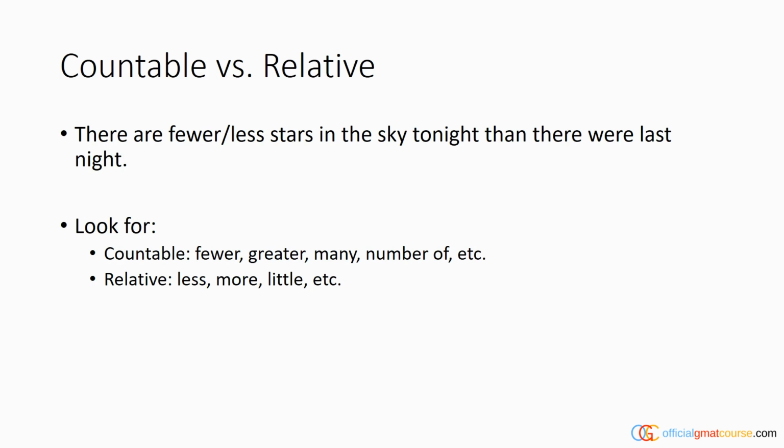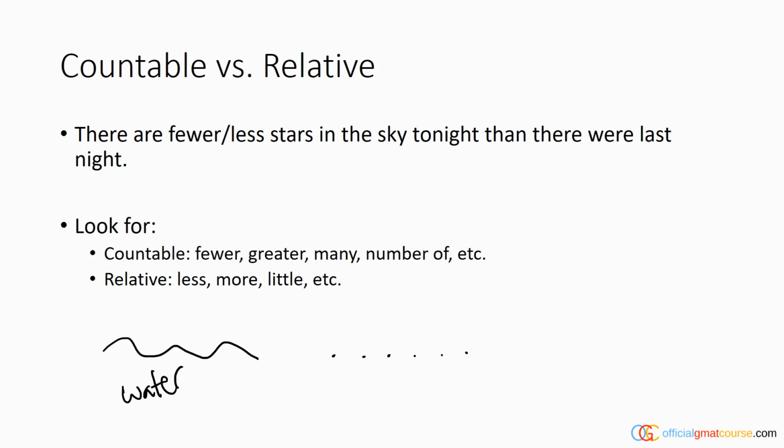Countable versus relative. There are certain types of words that are countable words or countable language, and other types of words that are used for relative stuff. My test for whether I should be using a relative or countable word is: is this thing continuous, or can it be broken up into discrete parts? Discrete and continuous are very mathematical terms, but basically continuous means something like water in a pool.